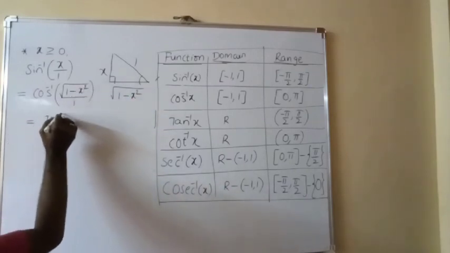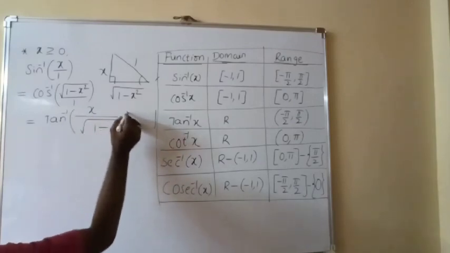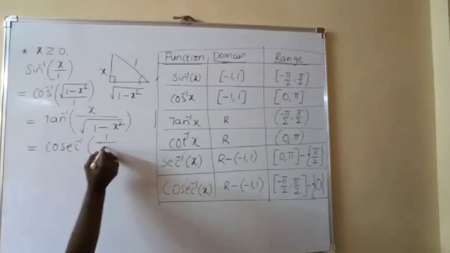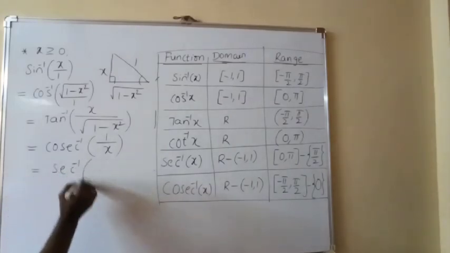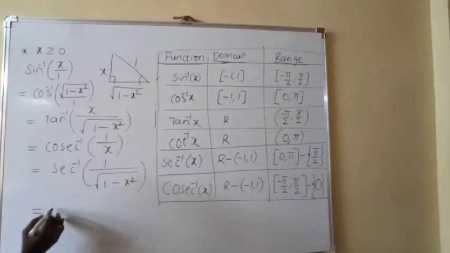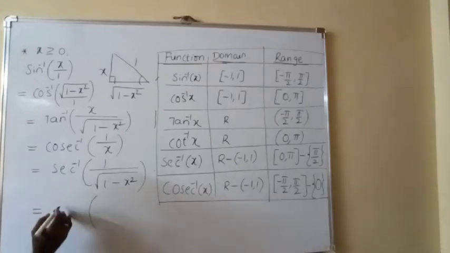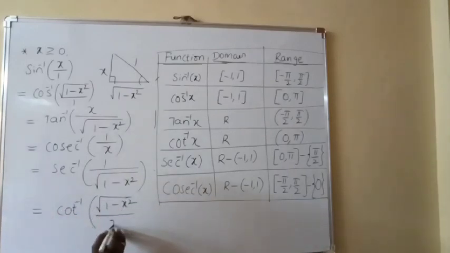Tan inverse of opposite by adjacent side, so x by root over 1 minus x square. Similarly, next it is equal to cosecant inverse of hypotenuse by opposite. Secant inverse of 1 upon root over 1 minus x square, hypotenuse by adjacent side. And the last one, cot inverse of adjacent side by opposite. So these conversions hold good only when that argument x is positive.